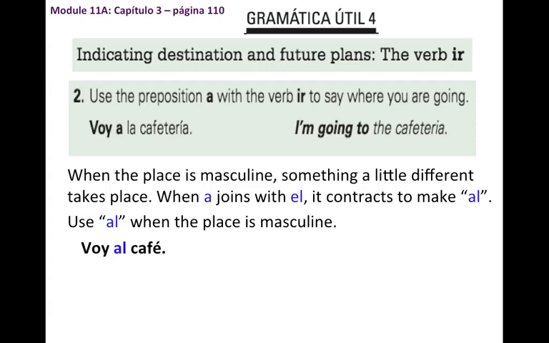Cafe is masculine. They don't say a el. It wouldn't be horrible if you did. It would just be a little cumbersome. Voy al café is a little cumbersome, so they say al.